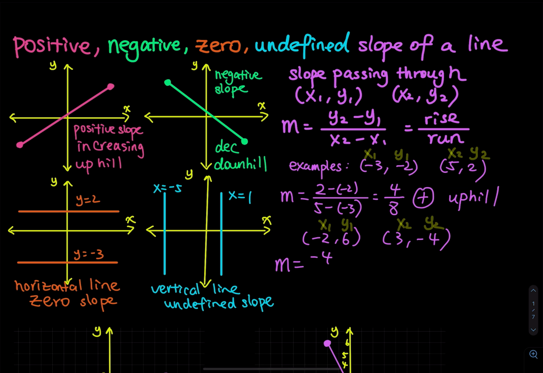So -4 minus 6, and then divided by 3 minus -2, so you have -10 divided by 5, so this is equal to -2. The slope is negative, so the line is going downhill and decreasing. So that's how you calculate the slope between 2 points. Now, how do you do the rise over run?